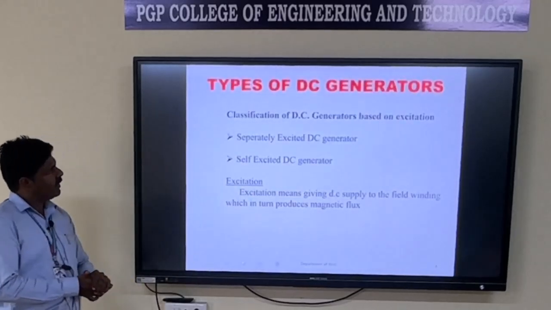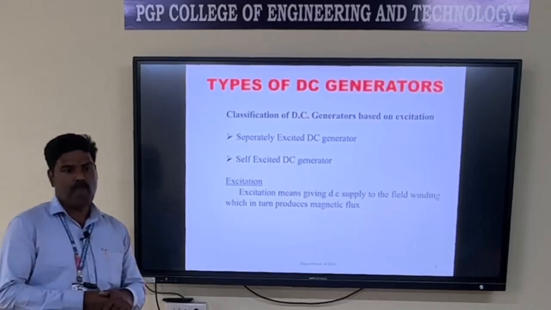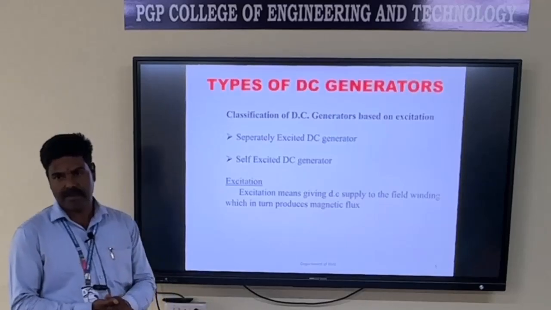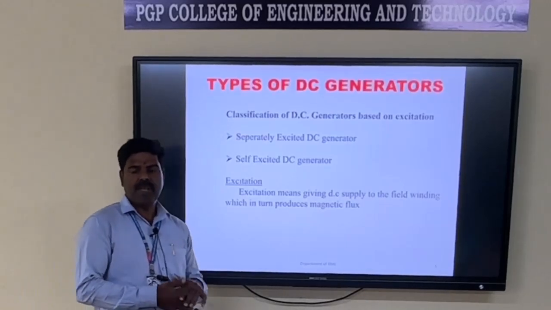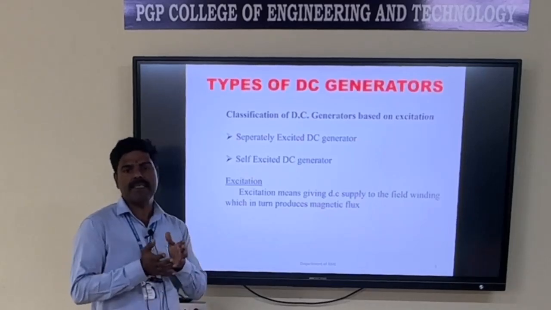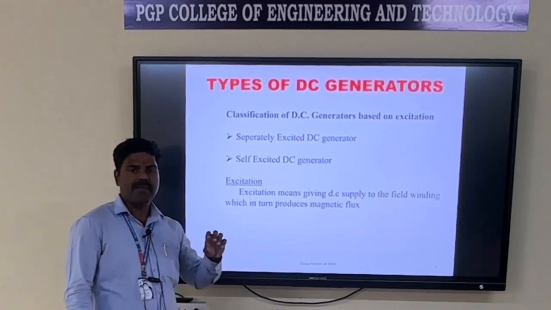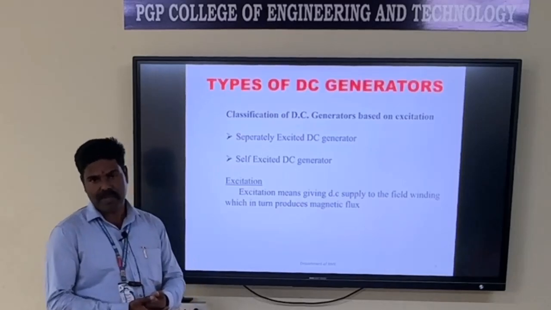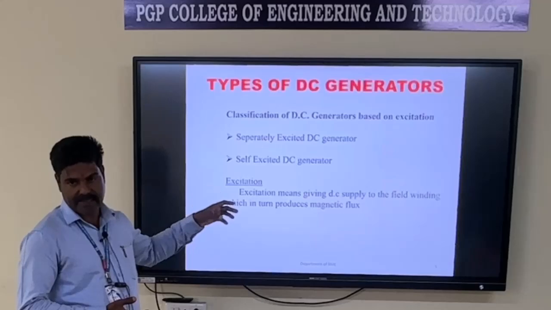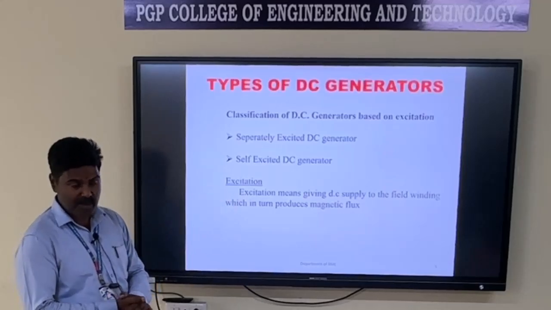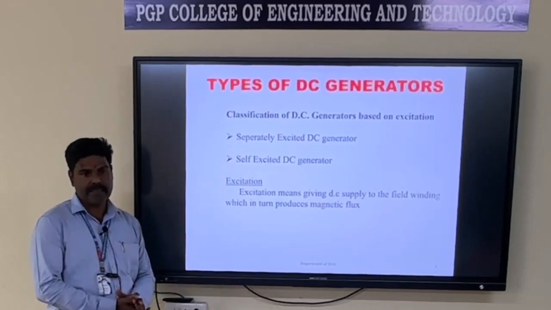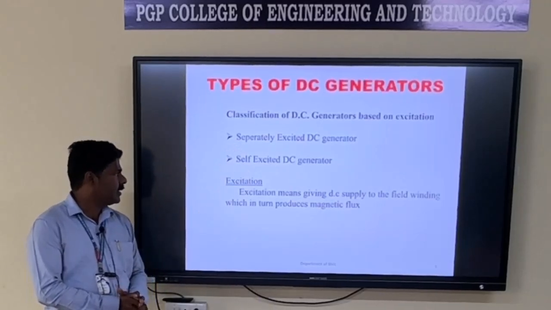Next, we discuss the types of DC generator. The DC generator can be classified according to the method of excitation. The method of excitation means the way of exciting the field winding. Direct current flowing through the field winding produces magnetic flux. This is the method of excitation. According to the method of excitation, the DC generator is classified into two types: separately excited DC generator and self-excited DC generator.